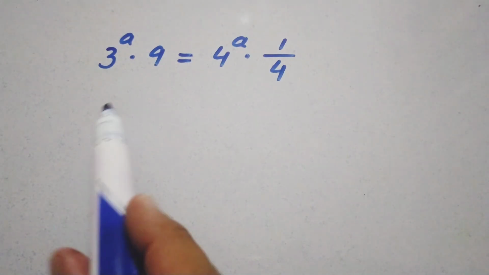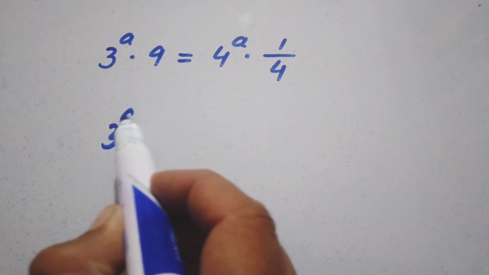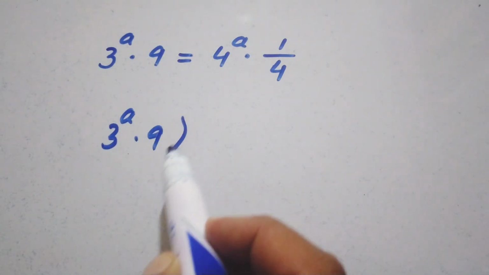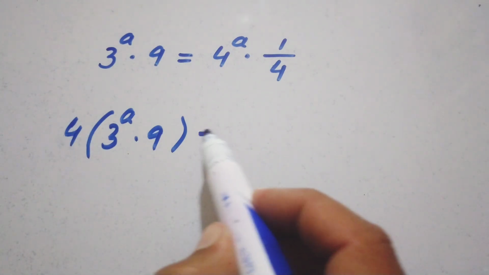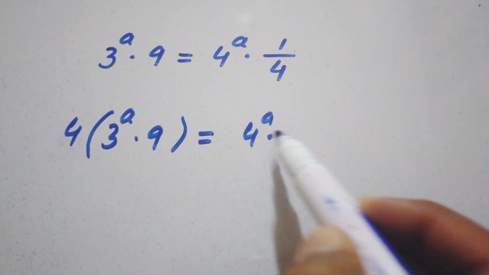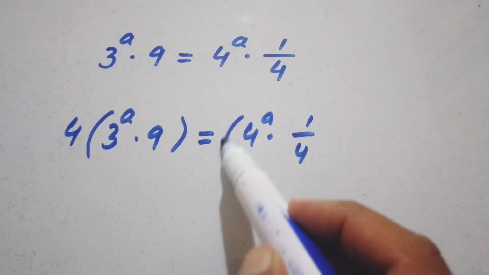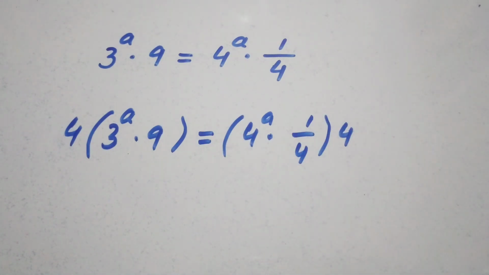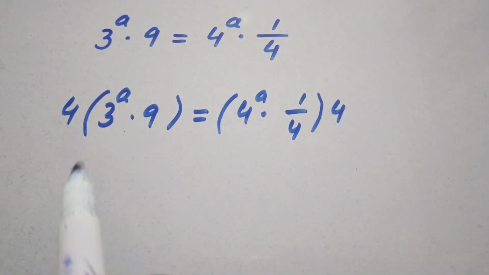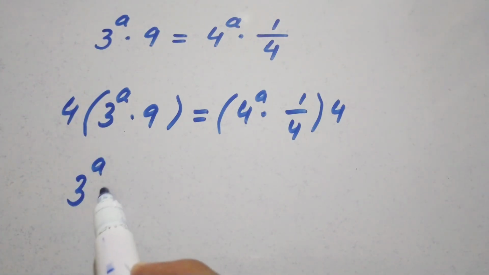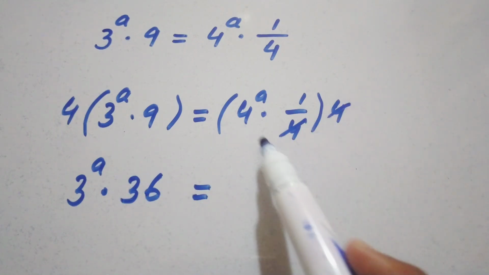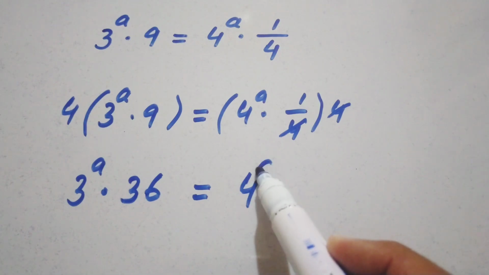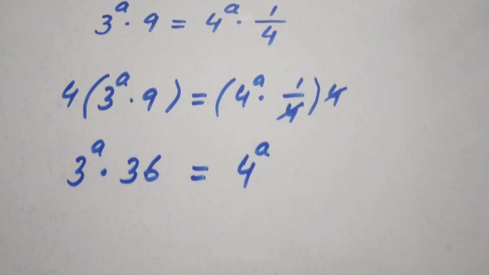Now multiplying both sides by 4, 3 power a multiplied by 9, and this whole will multiply by 4, is equal to 4 power a multiplied by 1 by 4, and multiplying this side also with 4. So now this will become 3 power a multiplied by 9 multiplied by 4, which gives us 36. This is equal to, this 4 and 4 cancel out each other, we will be left with 4 power a multiplied by 1, which is 4 power a.